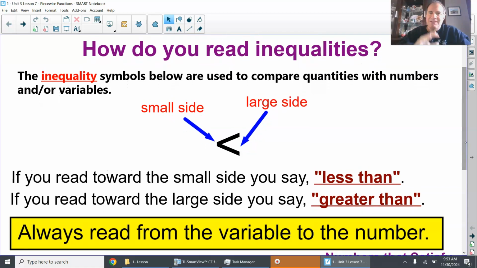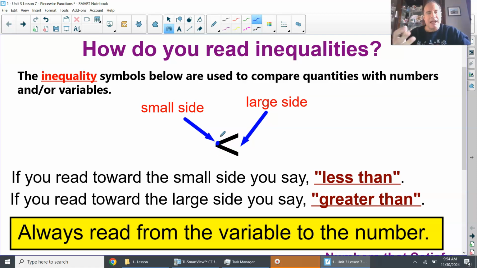Just remember, the inequality symbol there, maybe your teachers in the prior grades told you that this was a less than symbol. It is not a less than symbol. It depends on which way you're reading it. When you're reading an inequality, this side right here is the small side. You see how it comes to a point? That is the small side. This is the large side.